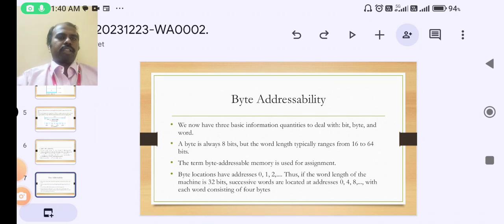Byte addressability. There are three basic quantities related to the byte: a bit, a byte, and a word. A bit, as we already know, is a single bit. A byte consists of 8 bits. A word can range from 16 to 64 bits of information. So that is what is called byte addressability.